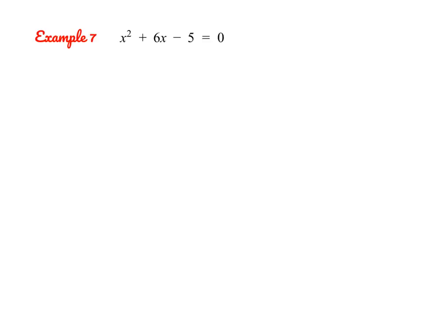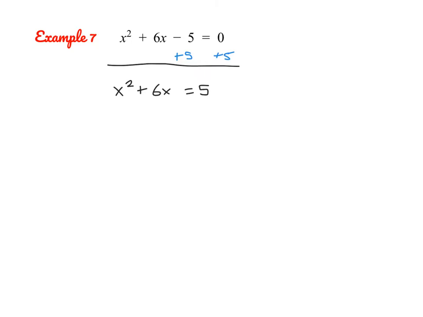All right, so here we have x squared plus 6x minus 5 equals 0. Remember, the first thing we need to do is put our equation in the correct form. This constant, we need to move it to the other side. So we're going to move it using addition. We can add 5 to each side, leaving us with x squared plus 6x equals 5.